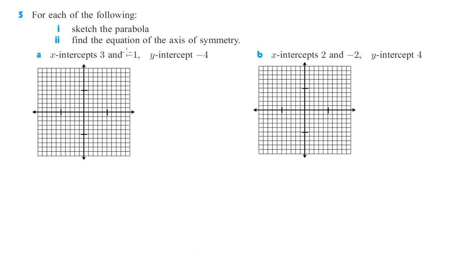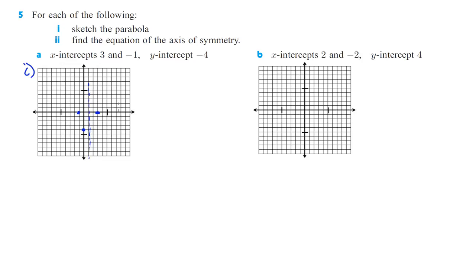Sketch the parabola, find the equation of the axis of symmetry. Okay, so the x-intercepts are 3 and negative 1, and then the y-intercept is at negative 4. So we want to sketch the parabola and find the equation of the axis of symmetry, which is going to have to be, let's see, that's at negative 1, that's at positive 3, so halfway in between here is at 1. So there's our axis of symmetry.